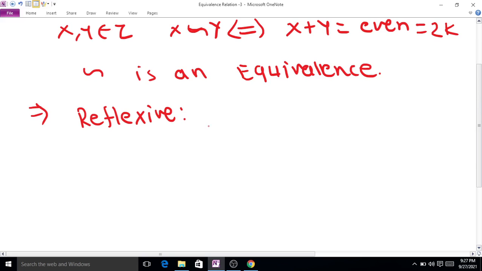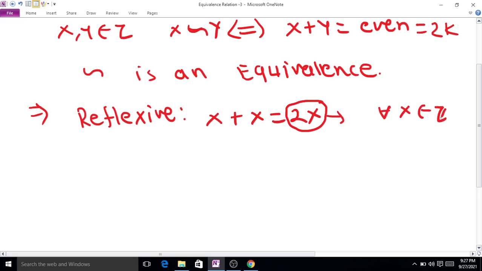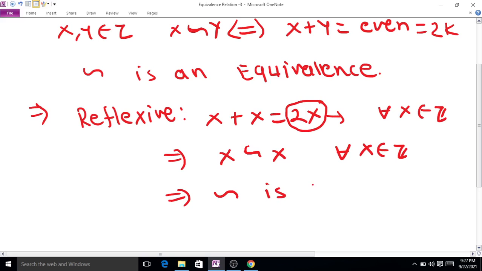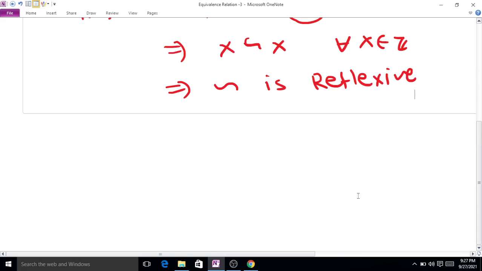We know that for any x belongs to Z, x plus x is equal to twice x, and that is always a multiple of 2 for every x belongs to the set of integers, and therefore x related to x for every x belongs to the set of integers, and therefore the given relation is a reflexive relation.